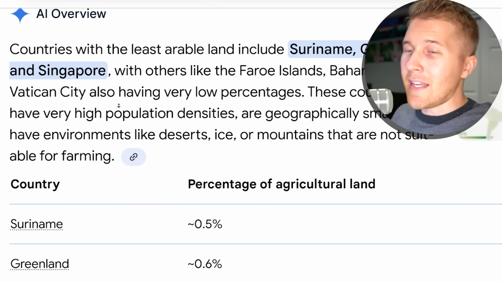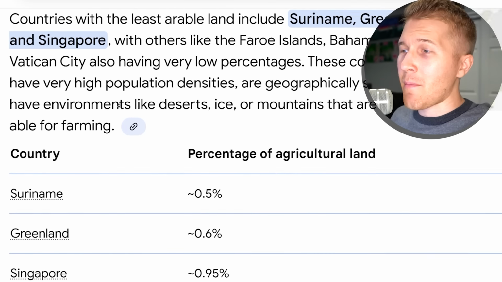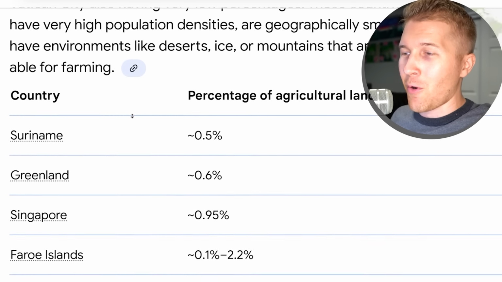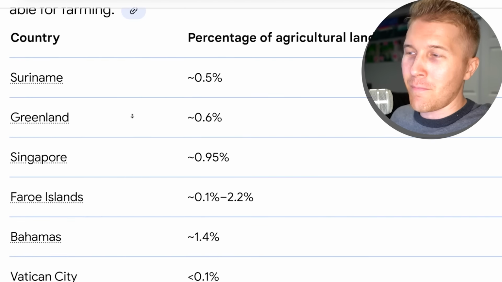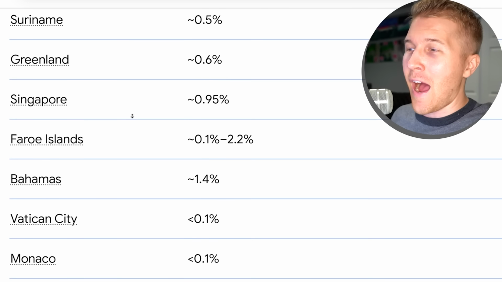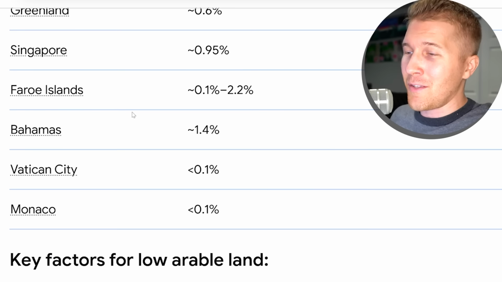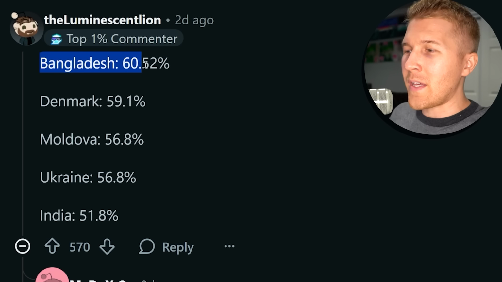That's Iran. Some of the least arable places on Earth are Suriname, Greenland, and Singapore. Singapore, that's not really fair. Singapore is just a really tiny space. Obviously, Greenland is very high up in the north. Even the Bahamas, the Vatican City, these are small places. So don't be a small place, don't be a city-state, don't be an island somewhere, don't live in a frozen wasteland.